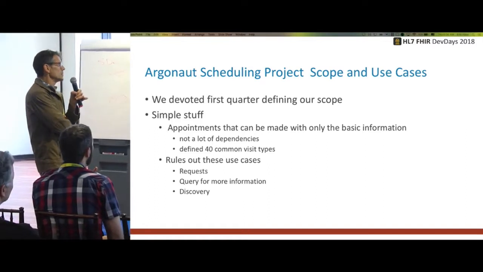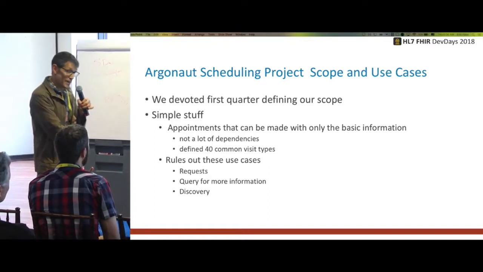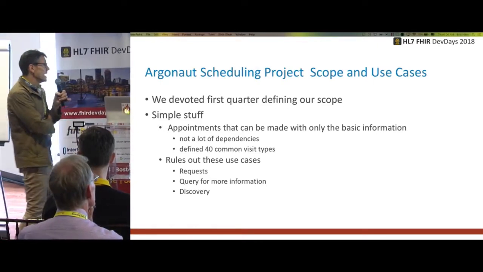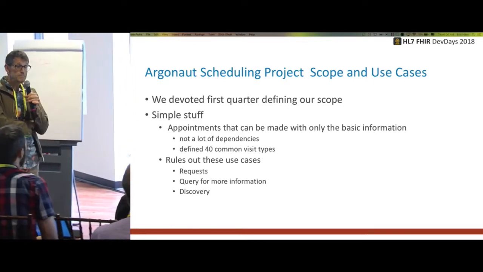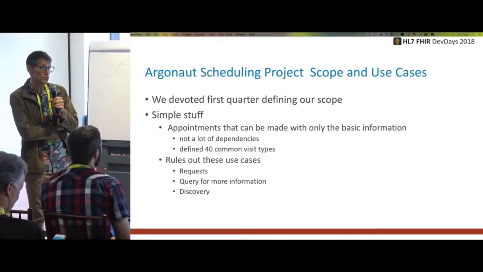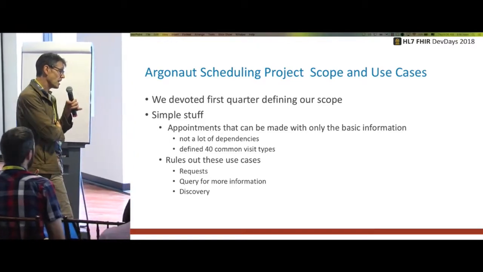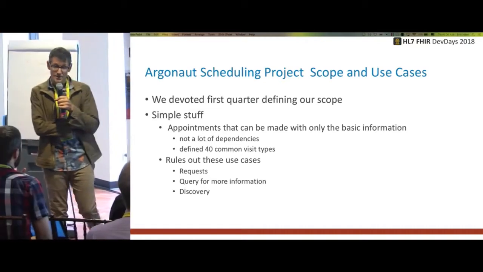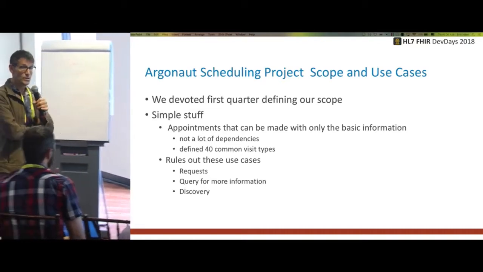So we devoted a first quarter to defining our scope, and we really had to narrow it down to the simple stuff. We wanted to have appointments that can be made with only basic information, so there's not a lot of dependencies, and a lot of assets that have to be rounded up and figured out before you can make an appointment.